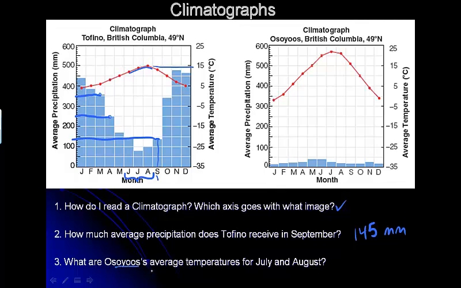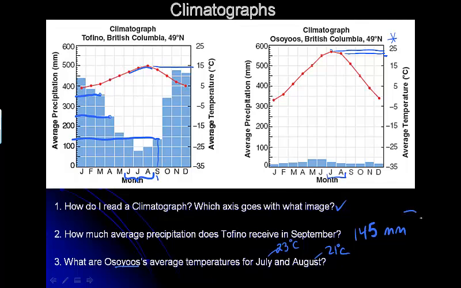What are Osoyoos's average temperatures for July and August? We look at Osoyoos, go to Osoyoos's climatograph. We're looking at temperatures, so we're going to use the temperature axis on this side. Temperatures for July and August. Find those months, go up to the data points, and find that that would be 20. We're in between 20 and 25. July is slightly higher at about 23, and August would probably be about the 21 mark.